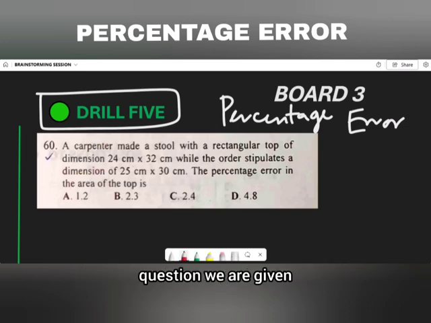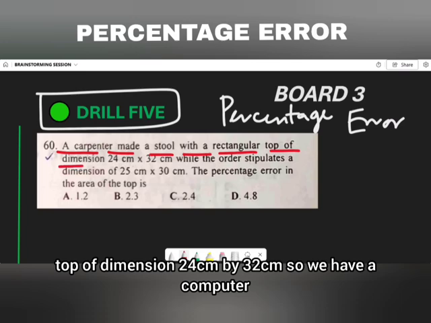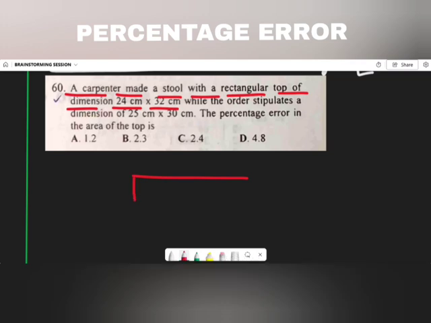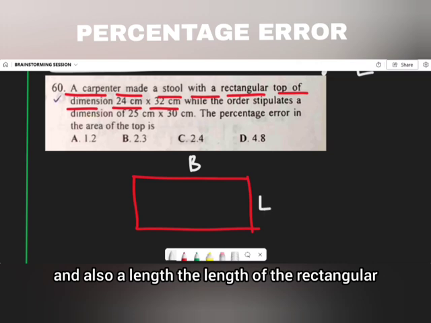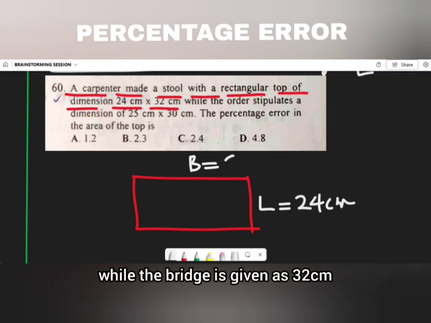Now in the question we are given that a computer made a stool with a rectangular top of dimension 24 cm by 32 cm. So we have a computer that made a stool which the top has a breadth and also a length. The length of the rectangular stool is given as 24 cm, while the breadth is given as 32 cm.